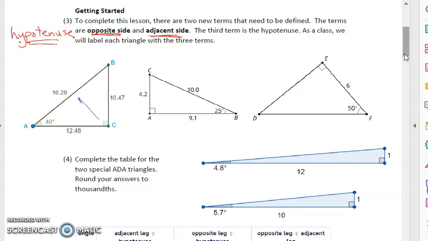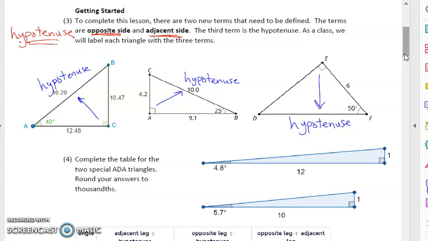So hopefully you chose 16.29 for the hypotenuse, being the longest side, or the side opposite the right angle. In the middle triangle, hopefully you chose the 10 as the hypotenuse, again being the longest side of the right triangle, or opposite the right angle. And the last one, DF, is the hypotenuse. It's not labeled as a specific number, but it is the longest side. It's also opposite the right angle.